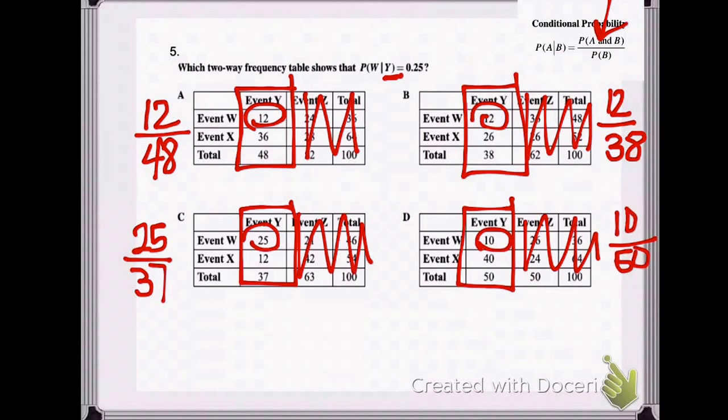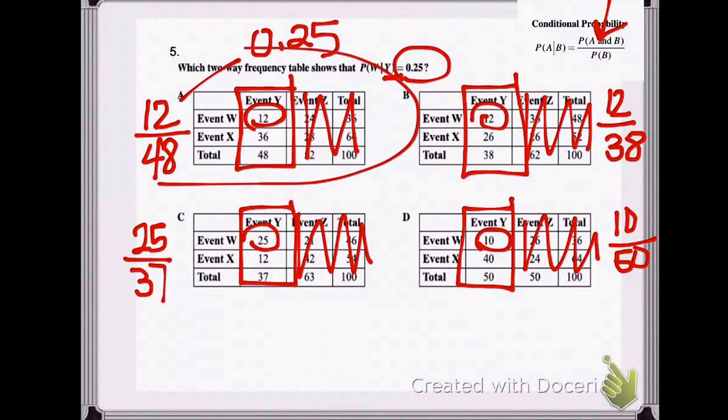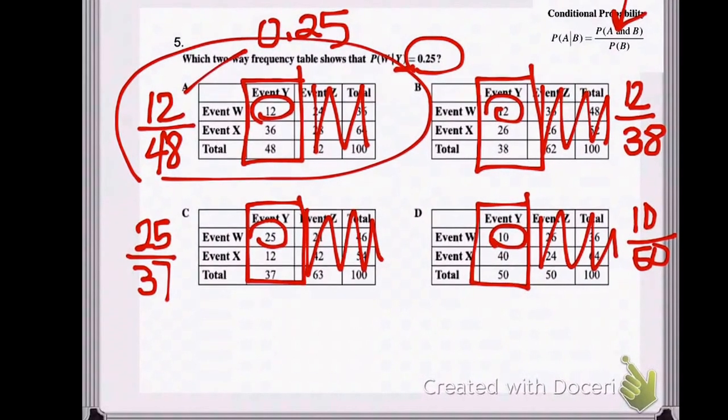We want to see which ones equals 0.25. So if I put 12 divided by 48 in the calculator, that tells me it's 0.25. So that is the table that has the conditional probability of W given Y.